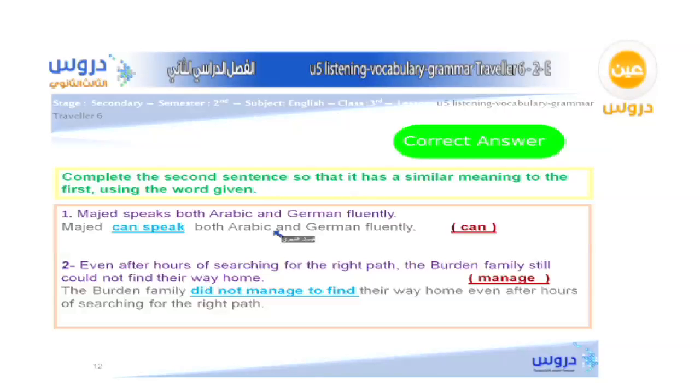Okay, let's move. What a great try again. Majid can speak both Arabic and German fluently. And the second sentence is the Burton family did not manage to find their way home even after hours of searching for the right path. Well done, Isra, for 3 excellent exercises without any mistake. This is the first time in Durus lesson I found such a student do such a thing.